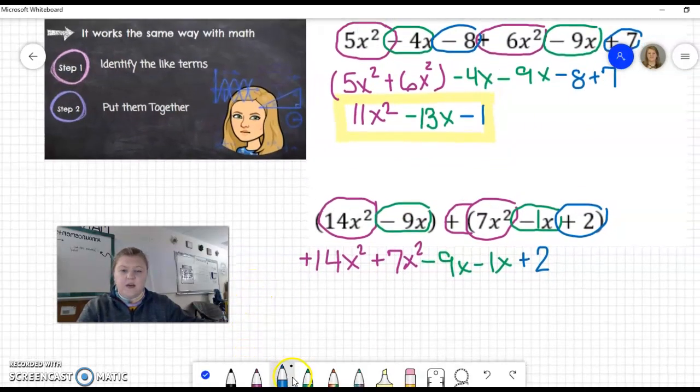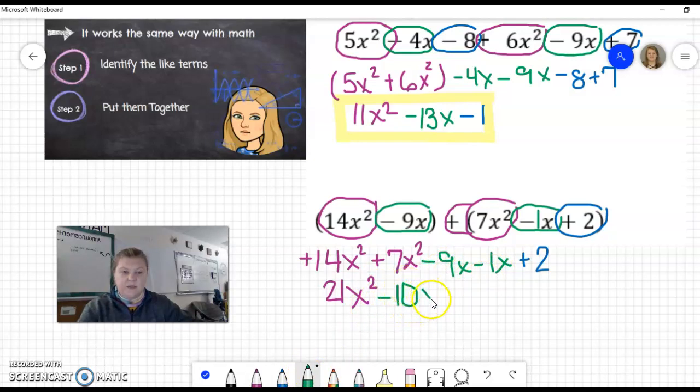Okay, so now I go and I simplify. So I have a positive 14 and a positive 7. That gives me a positive 21, and I just keep my x squared. Here I have a negative 9 and a negative 1, so that combines to negative 10, and then I just keep the x. And then again, my constant doesn't have anybody else to combine with, so it's plus 2. And that's going to be my final answer.